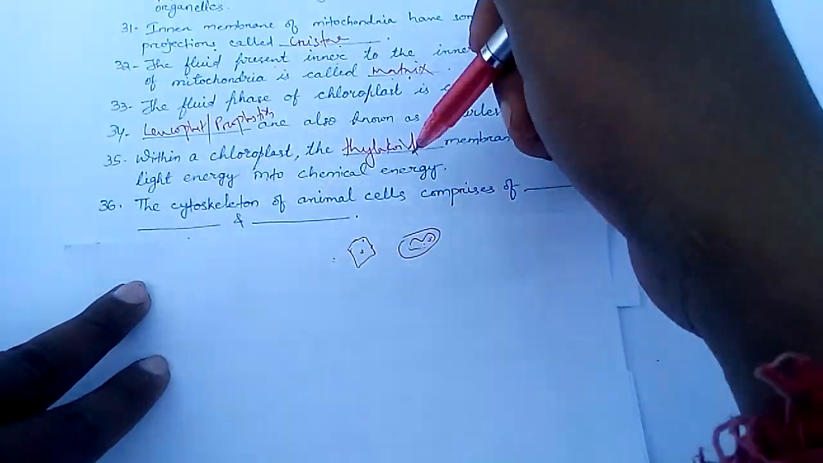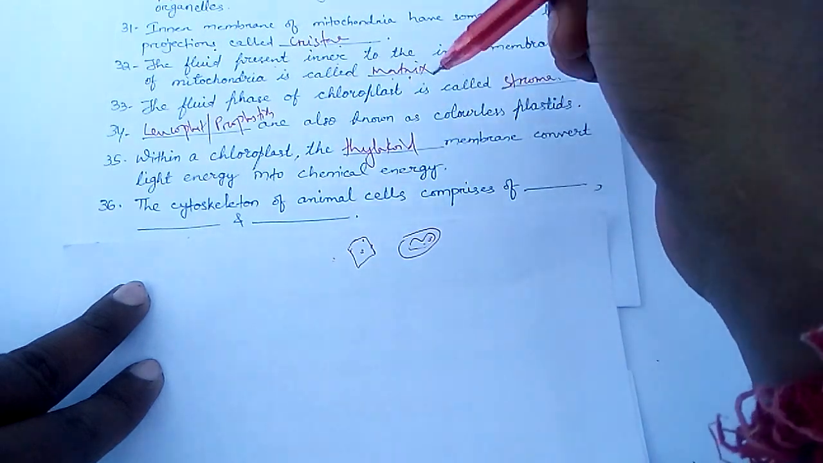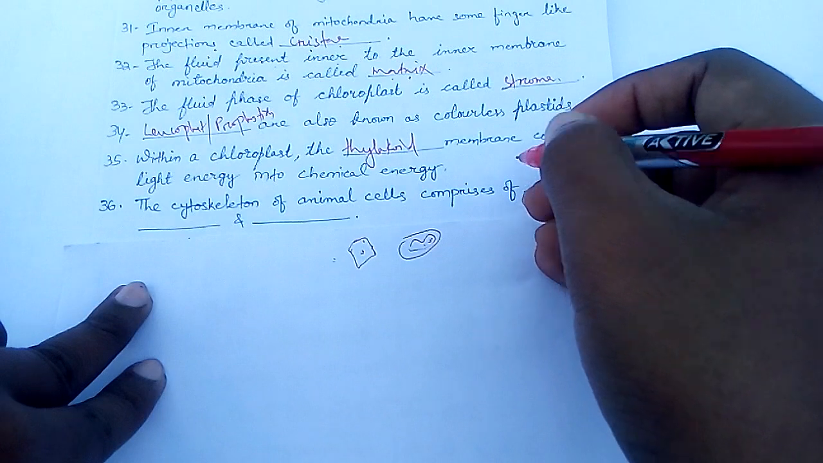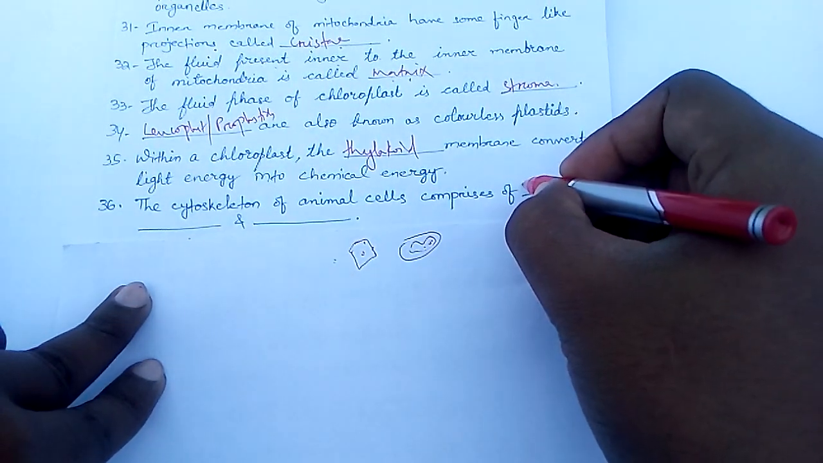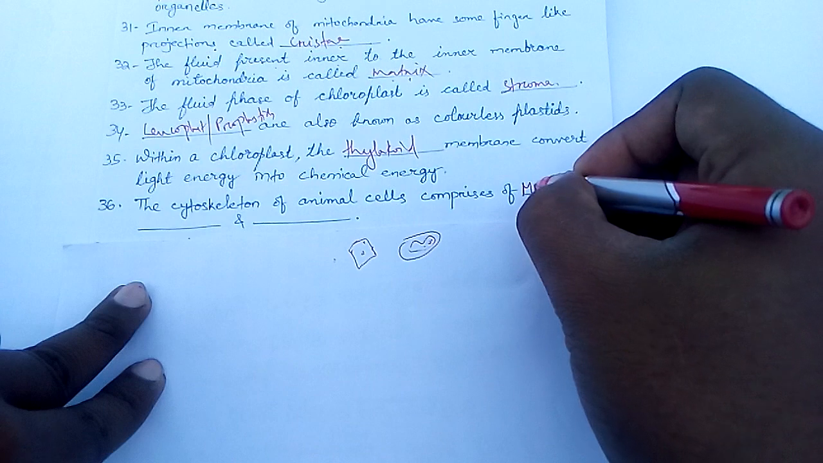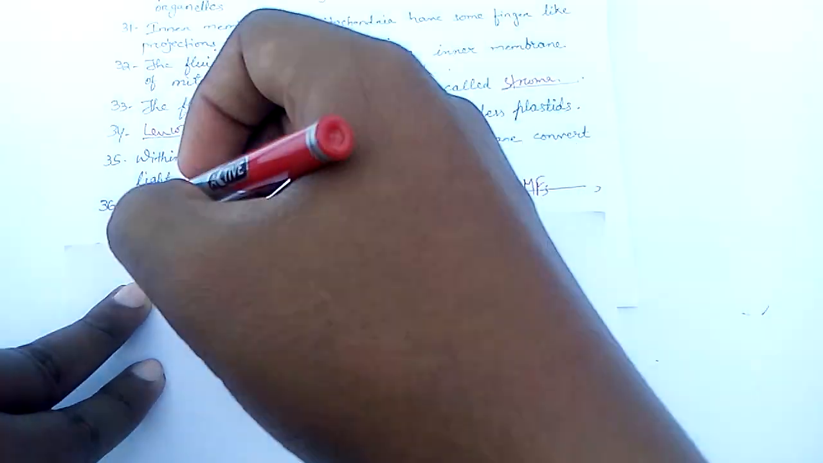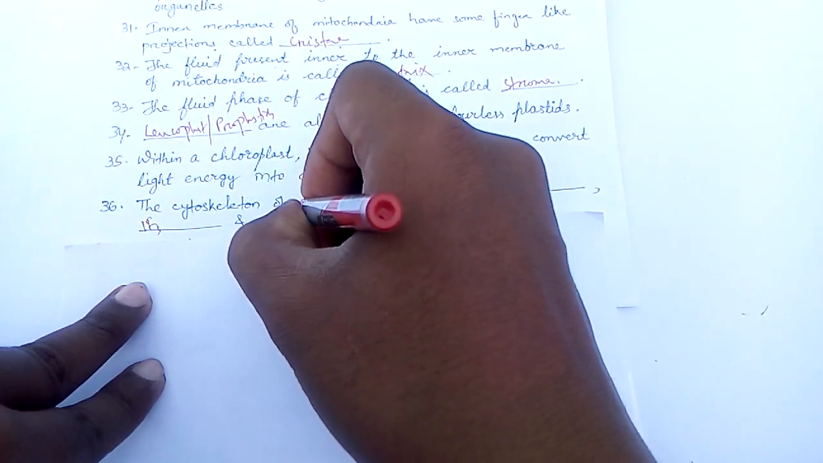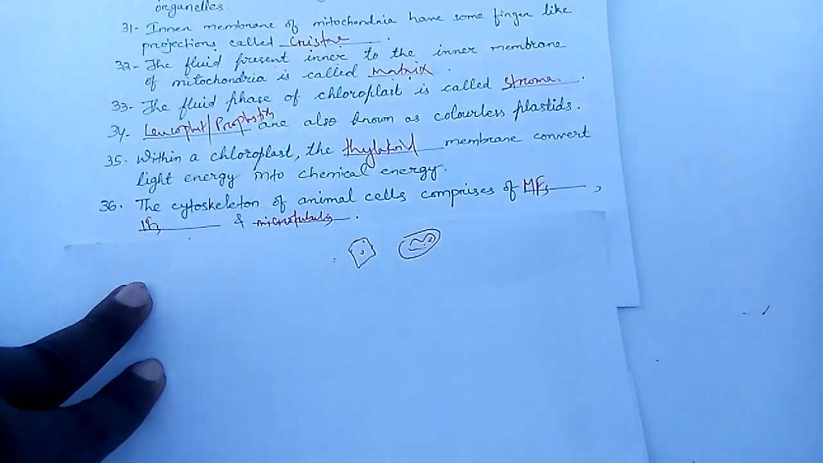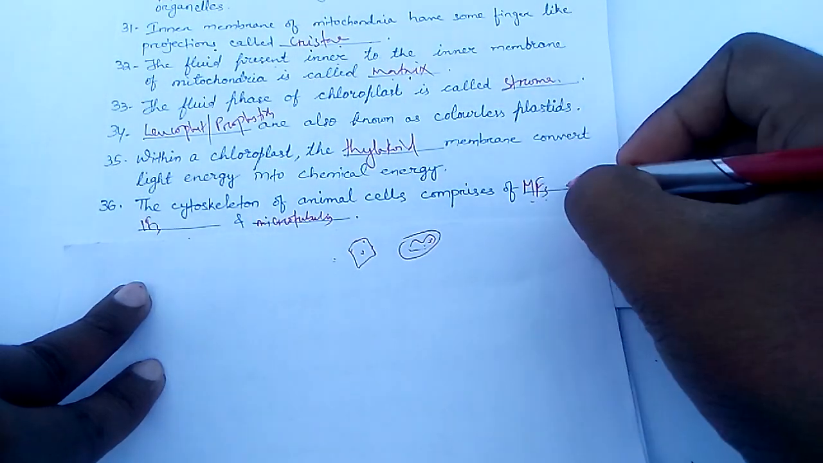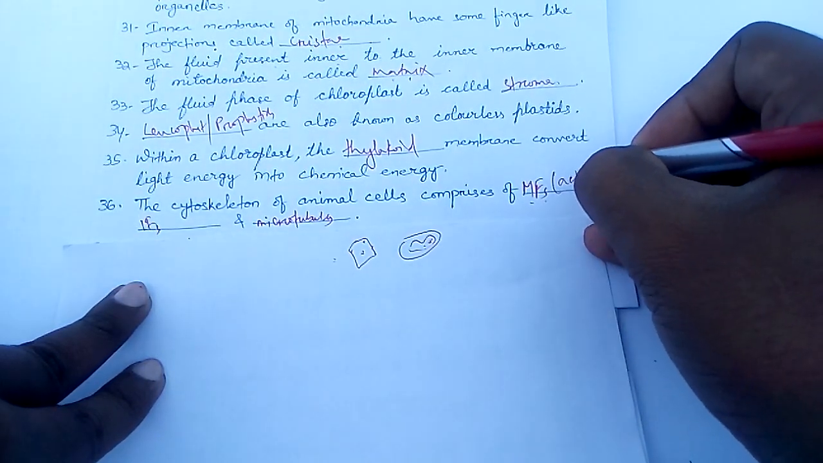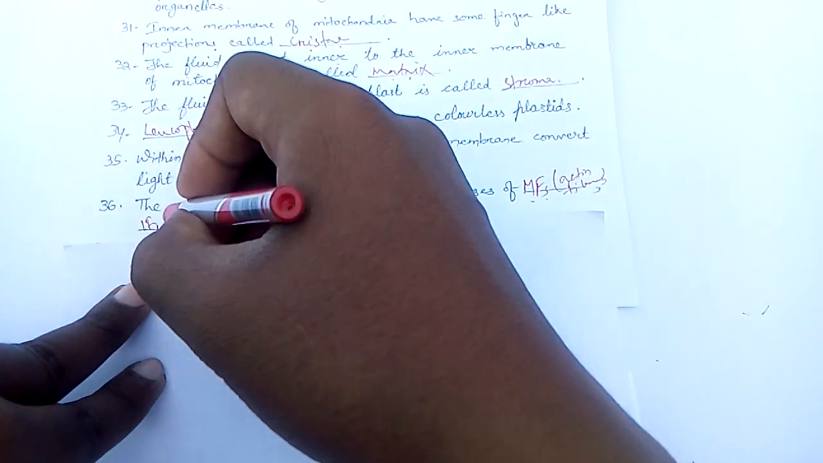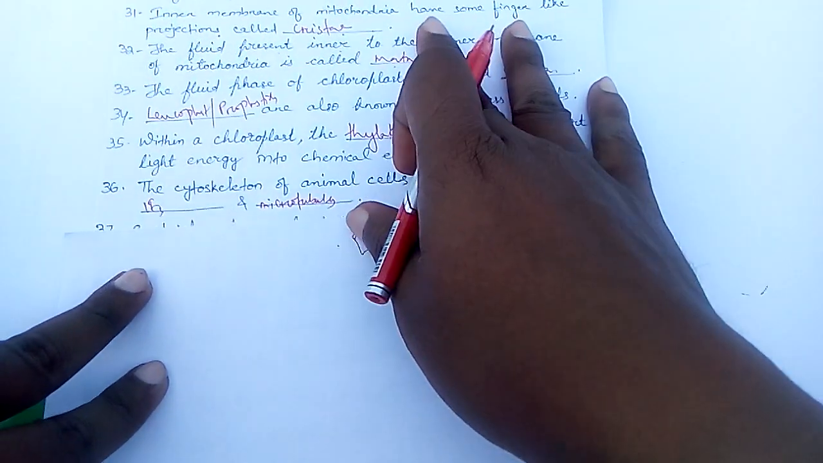The cytoskeleton of animal cells comprises of dash, dash and dash. The question is about the cytoskeleton. We discussed this: they are actin filaments or microfilaments, in shortcut MFs. Then intermediate filaments or IFs. Then another is microtubules, M-I-C-R-O-T-U-B-U-L-E-S. MFs stands for actin filaments, so try to write in complete words, actin filaments. IFs stands for intermediate filaments, then microtubules. Question number 37.